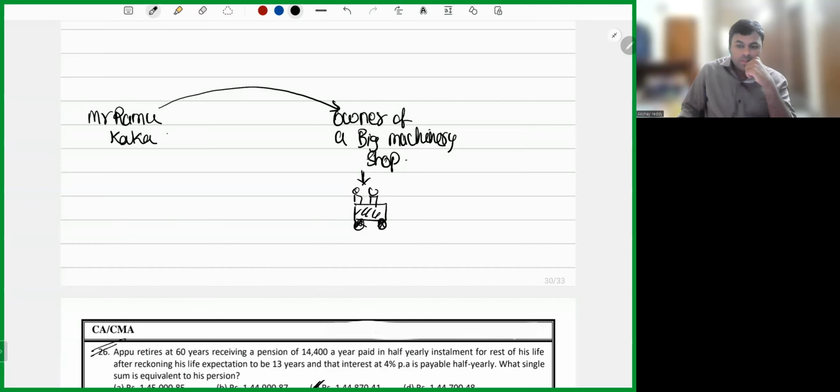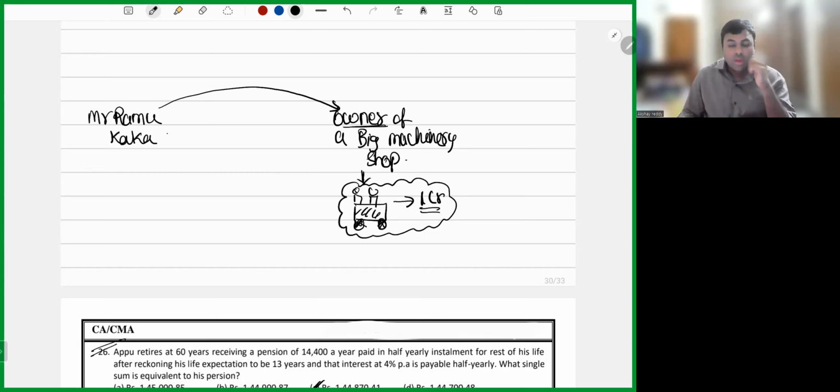The owner of the big machinery shop said, Mr. Ramukaka, you want this machinery, right? The worth of this machinery is 1 crore rupees. Immediately Ramukaka got a heart attack. He said, 1 crore rupees for this machinery, dude? I can't pay, get lost. Then the owner said, you don't worry. The value of this is 1 crore rupees. Okay, I will give this machinery to you.